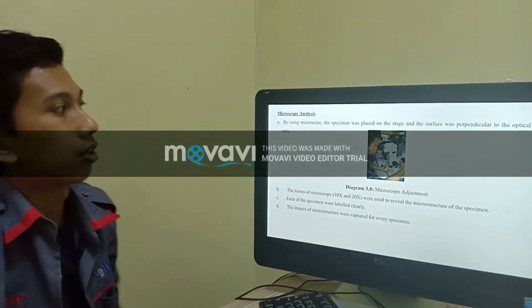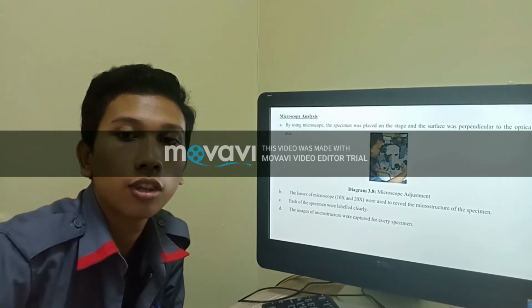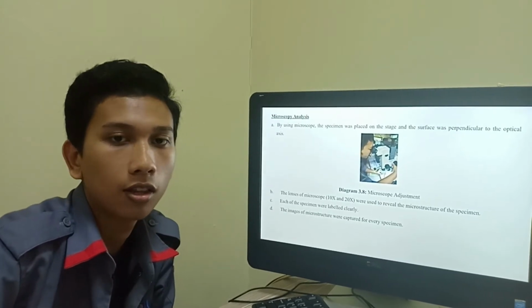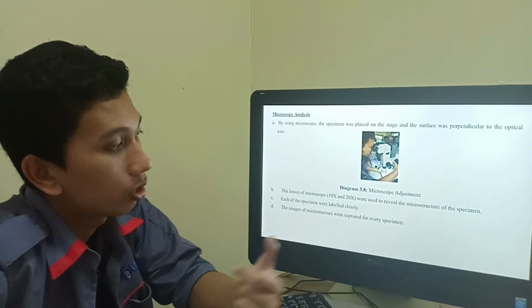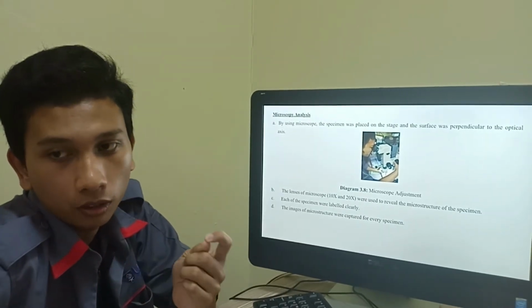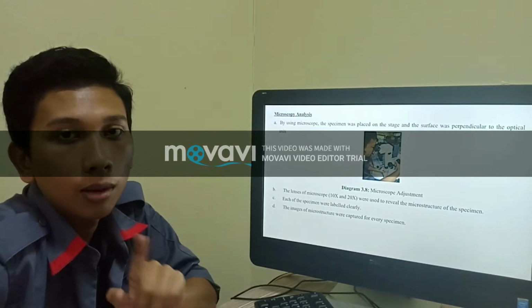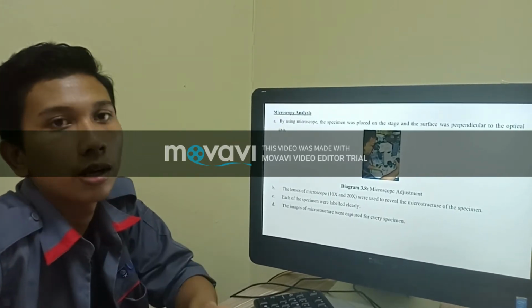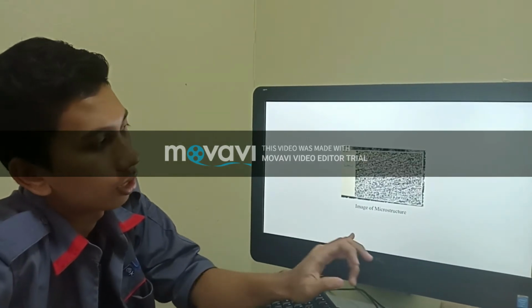For microscopic analysis, the specimen was placed on the stage, with the surface perpendicular to the optical axis of the microscope. Next, the lens of the microscope was used to reveal the image of the microstructure of the specimen. Each of the specimens was labeled clearly, and the image of the microstructure was captured for every specimen. This is the image of the microstructure.